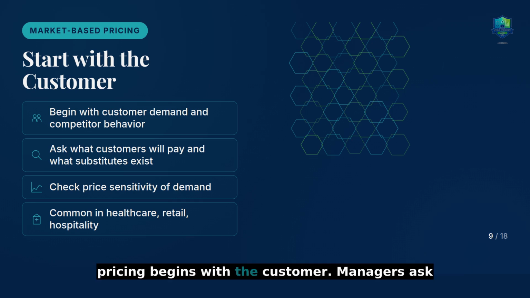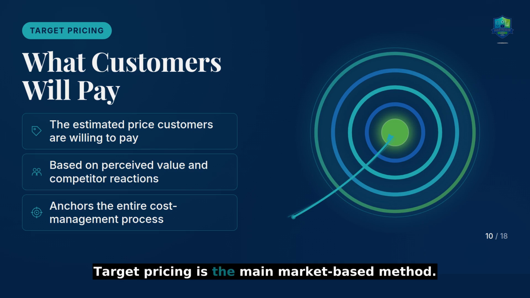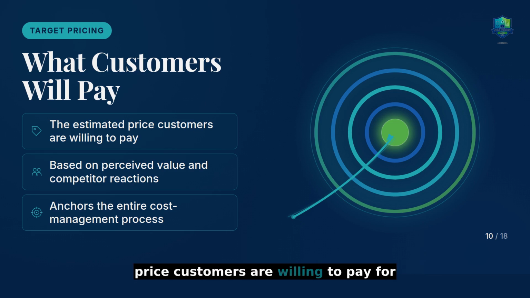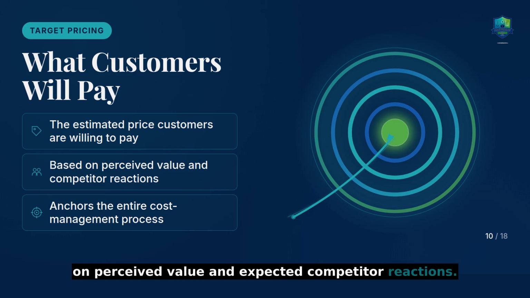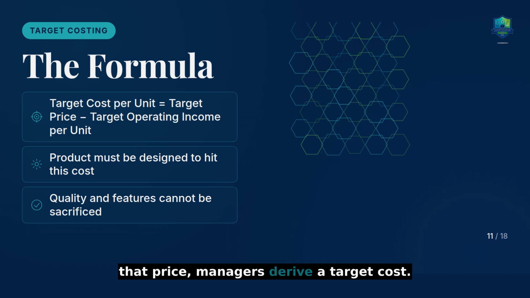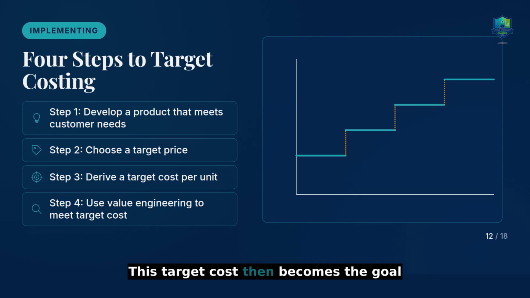Market-based pricing begins with the customer. Managers ask what customers will pay, what substitutes exist, and how price-sensitive demand is. This approach is common in healthcare, retail, and hospitality. Target pricing is the main market-based method. A target price is the estimated price customers are willing to pay for the product. It is based on perceived value and expected competitor reactions. From that price, managers derive a target cost. Target cost per unit equals target price minus target operating income per unit. This target cost then becomes the goal the design and production teams have to meet.